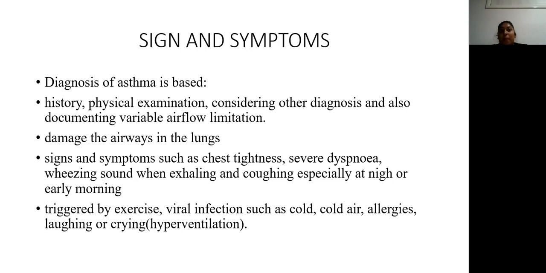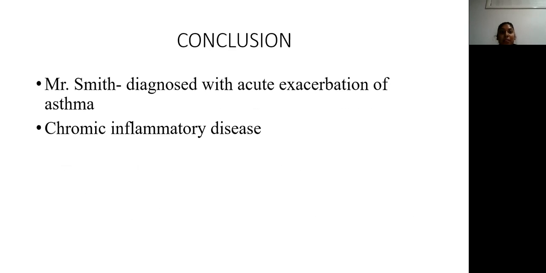Those are the common patterns or symptoms in people who have asthma. People with asthma get triggered by exercise, viral infection, cold air, allergies, laughing or crying, also known as hyperventilation. Finally, the clinical patterns of the immunology process underlying asthma are different between individuals.